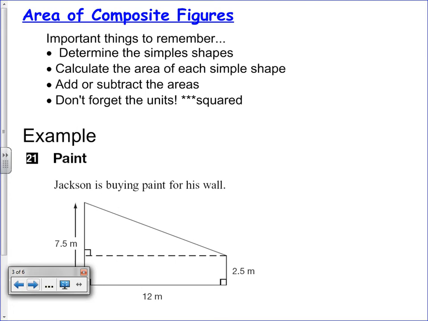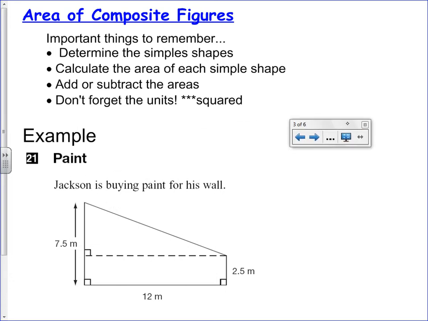Next, we're going to do area of composite figures. Now this one looks familiar because I did ask this on a test, so we're going to review it. It says important things to remember. Determine the simple shapes. Simple shapes are the shapes that are on the front of your formula sheet: rectangles, triangles, trapezoids, parallelograms, circles. You're going to find those. Then you calculate the area of each simple shape. Then you will either add or subtract the areas together. Remember, you subtract if the shapes are on top.